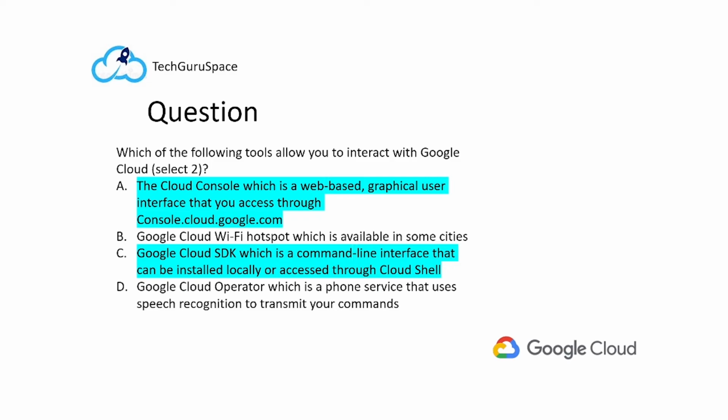C is correct. Yes, if you prefer to work in a terminal window, Google Cloud SDK provides the gcloud command line tool. The Cloud SDK can also be accessed through Cloud Shell, which is a browser-based interactive shell environment for Google Cloud that you can access from the Cloud Console. And D is incorrect as there is no Google Cloud Wi-Fi hotspot nor a phone service that uses speech recognition to interact with Google Cloud. Let's move on to the next question.